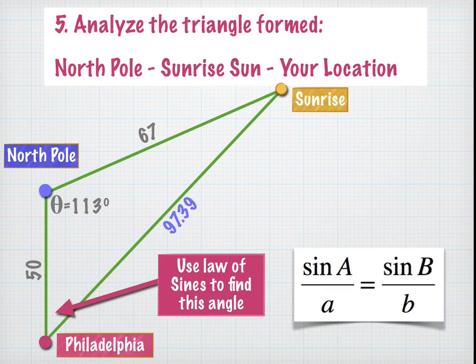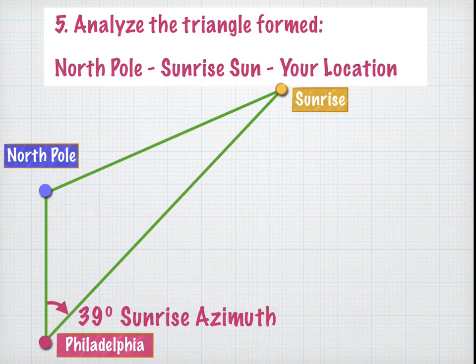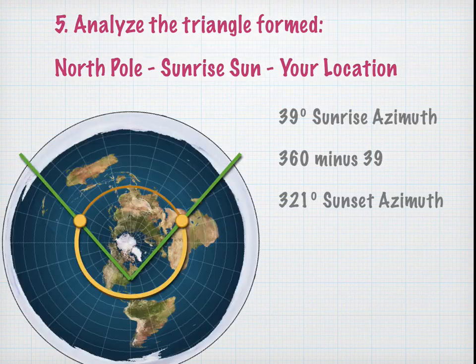Now we know 3 sides of the triangle and 1 of the angles, so we can use the law of sines to find that angle. Again, that's the azimuth angle there in pink. That turns out to be 39 degrees. We'll call that phi. So ultimately, after all that math, we found that the azimuth is going to be at 39 degrees in Philadelphia on the June solstice. That's the flat Earth analysis, but we have to duplicate it for sunset. Everything is proportional before solar noon and after solar noon, so we're simply going to take 360 minus 39. The sunset azimuth will be 321 degrees.